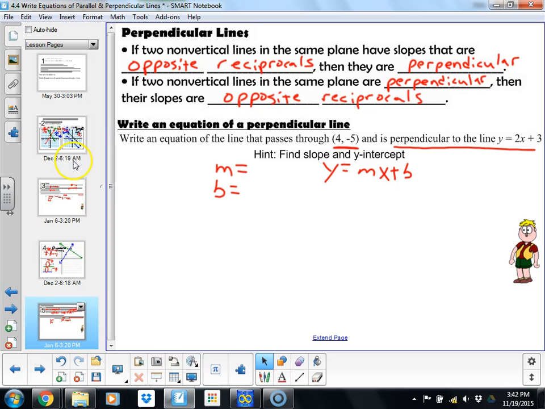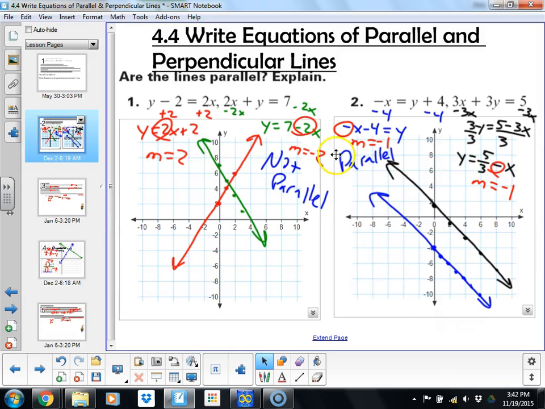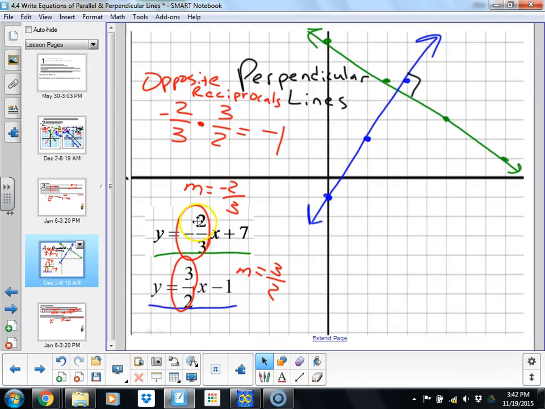Okay, so we worked through solving, or actually graphing, parallel and perpendicular lines, finding that parallel lines have the same slope. Lines that are not parallel have different slopes. And when they're perpendicular, slopes are opposite reciprocals. And then being able to use that to write equations.